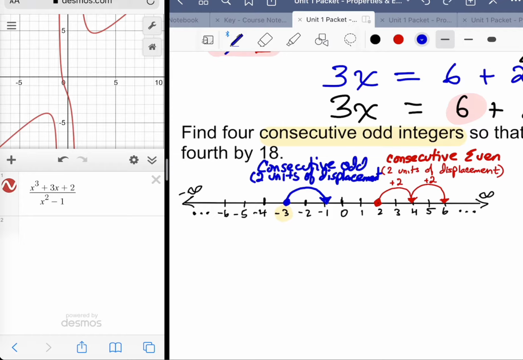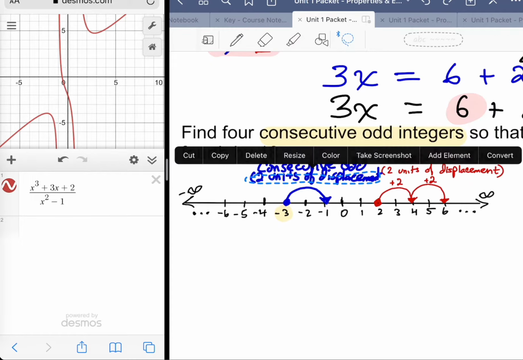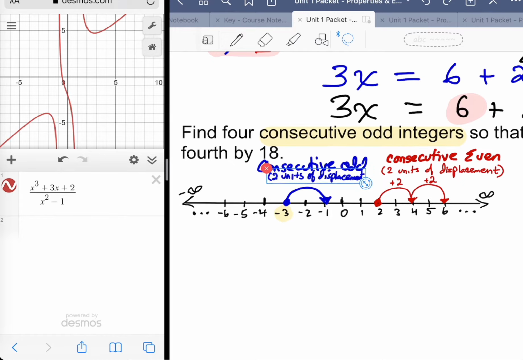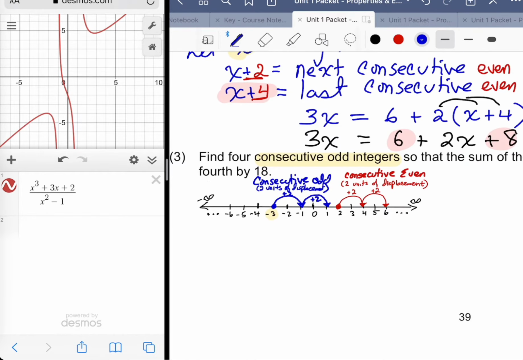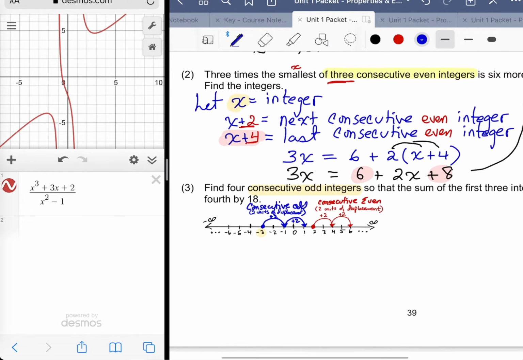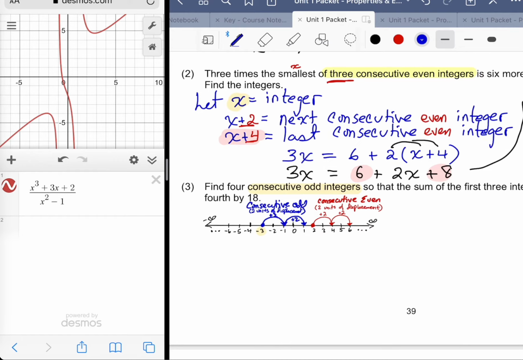Let me shrink that down a smidge. There we go. All right, which involves a +2. So if I want to get to the next one, I'd have to do another +2. All right, so what we get from that is that the setup is going to be pretty much the same, except the only difference is we have 4 consecutive integers here.